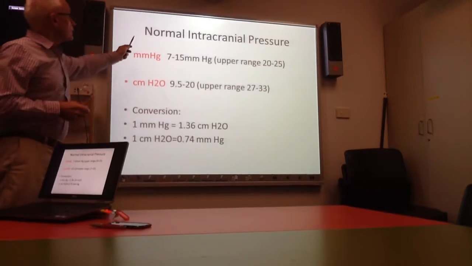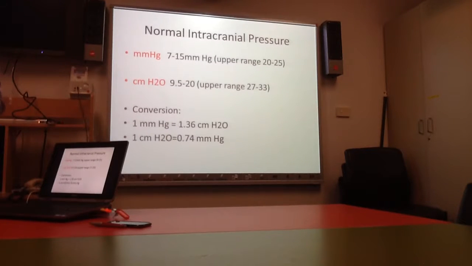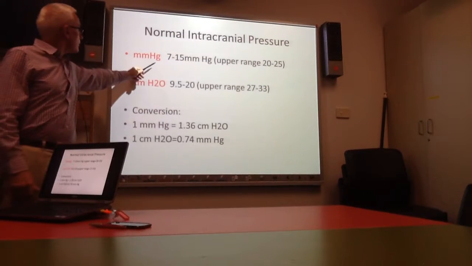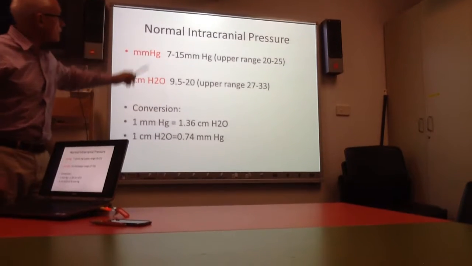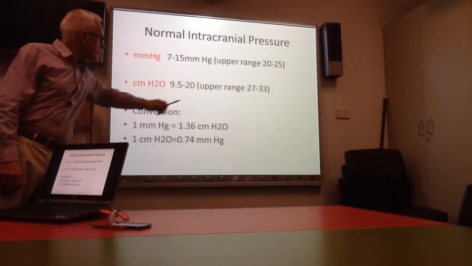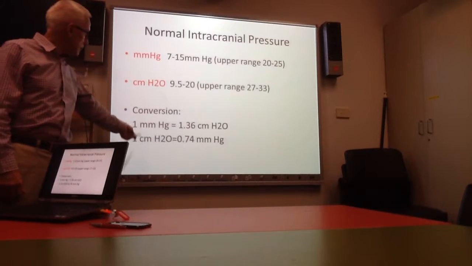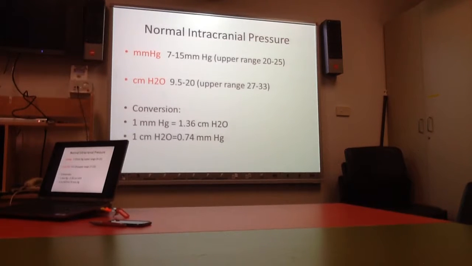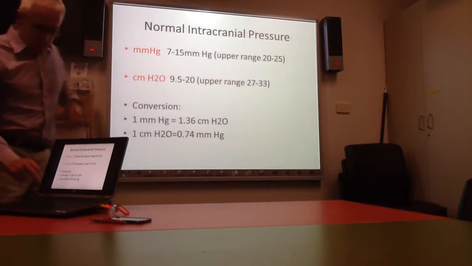However, when you're measuring intracranial pressure using your electronic apparatus which is connected to the EVD, it's actually millimetres of mercury, so 7 to 15 millimetres of mercury with an upper range of 20 to 25. But in centimetres of water, it's 9.5 to 20 with an upper range of 27 to 33. And I don't know if you remember these conversion factors to go from mercury to water.